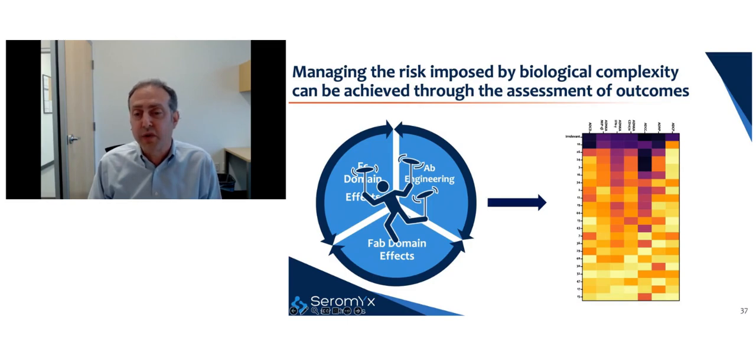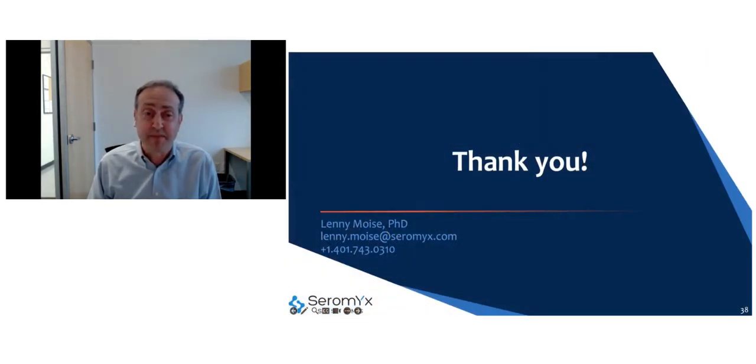So to link back to where we started, Fc function depends on a large number of factors that interact in complex ways. Broadly measuring outcome against a large set of candidates is the best way to ensure you maximize the function you need for efficacy and minimize the function you don't for safety.